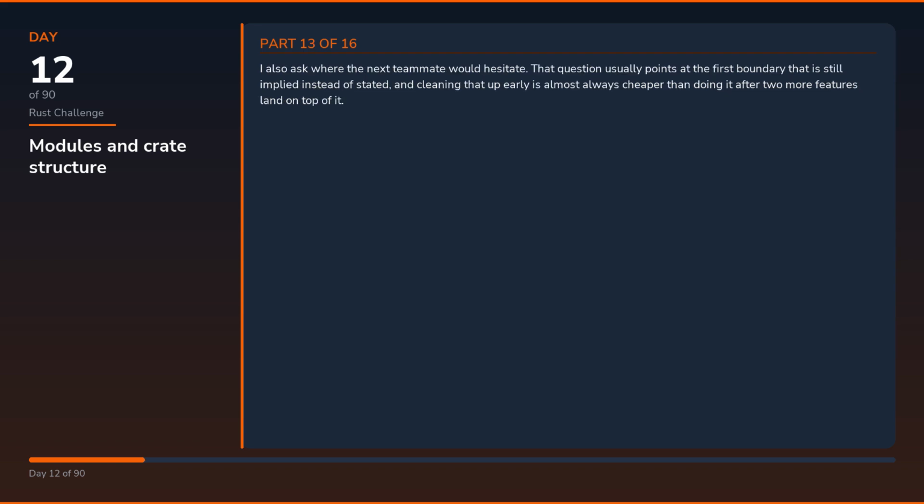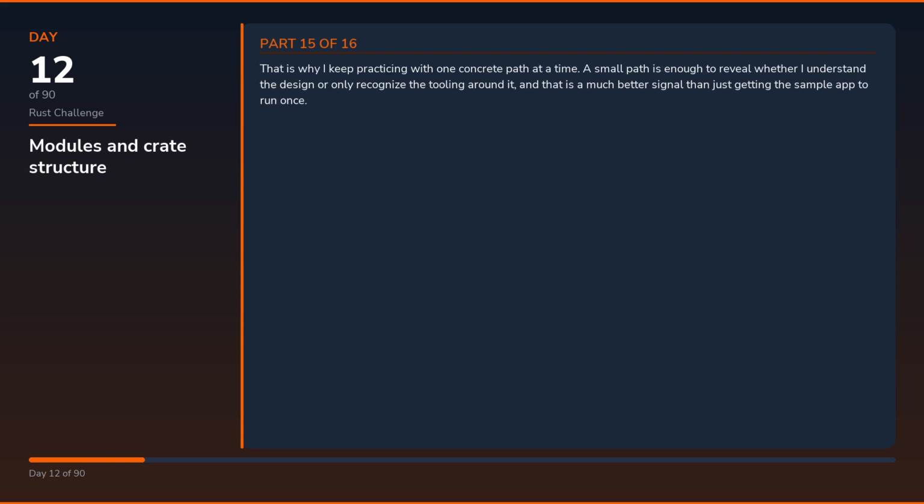I also ask where the next teammate would hesitate. That question usually points at the first boundary that is still implied instead of stated, and cleaning that up early is almost always cheaper than doing it after two more features land on top of it. When the code is shaped well, the types, handlers, tasks, and logs tell the same story. When they do not, the mismatch shows up in review before it shows up in production, which is exactly where I want the correction to happen.